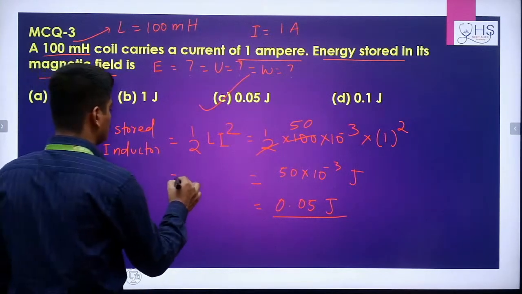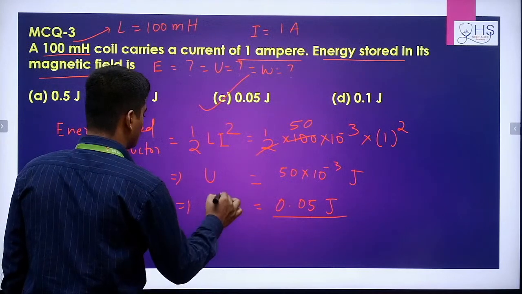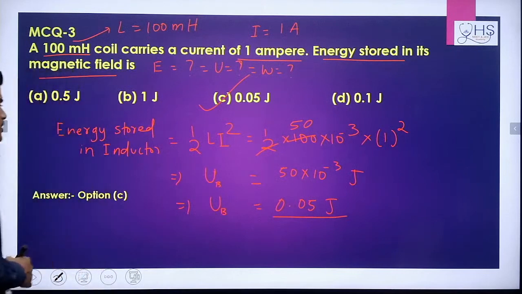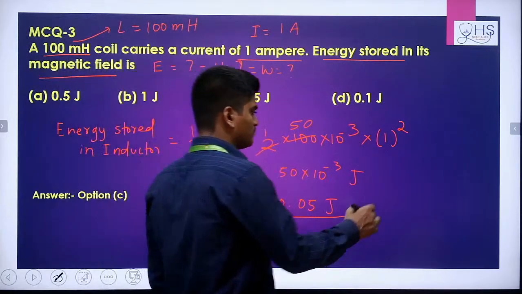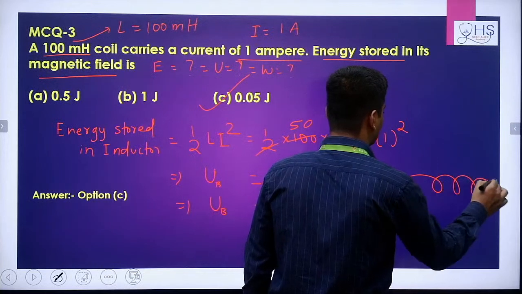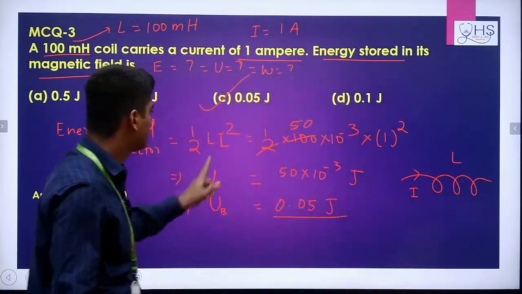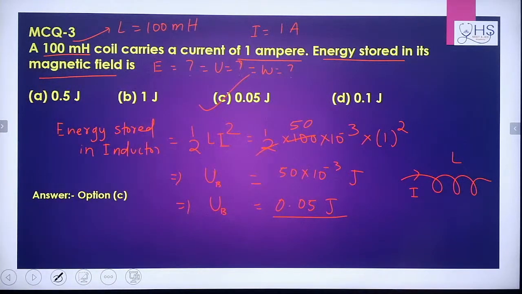So energy stored in an inductor is magnetic energy basically. Sometimes I will also write U_B because it is a magnetic energy. Energy stored in an inductor is nothing but half L i square. So energy is basically stored in the form of a magnetic field. If the inductor is there and current is flowing, then the energy stored in the inductor is half L i square. I hope you understand. Try to solve yourself, it is an easy question.